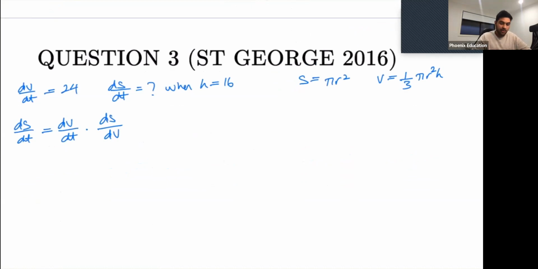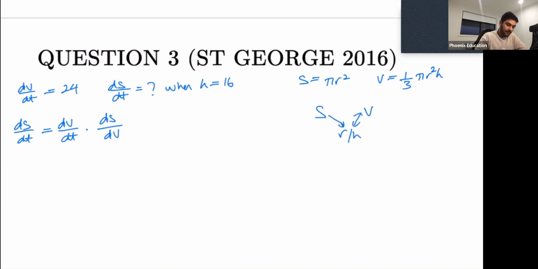Now you can see that I don't have a relationship between s and v directly, okay? Usually I have a relationship between these two variables directly, and I can just differentiate it. But in this case, I don't. These two variables are connected via a third variable, which is r, or it could be h as well. They're pretty much the same thing.